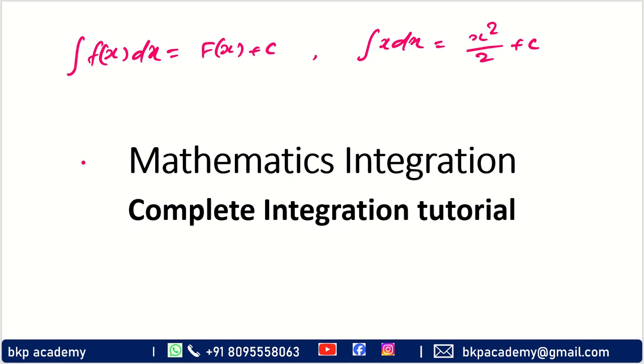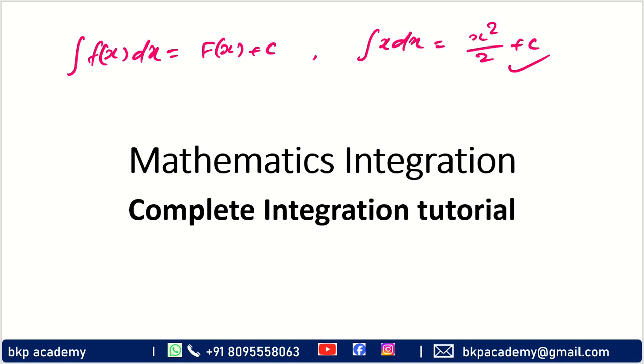In mathematics you would have seen integration of f of x dx is capital F of x plus some constant c. For example, you already know integration of x dx is x square by 2 plus some constant c. We'll try to understand how there are different kinds of integrations and how we can solve them very easily.